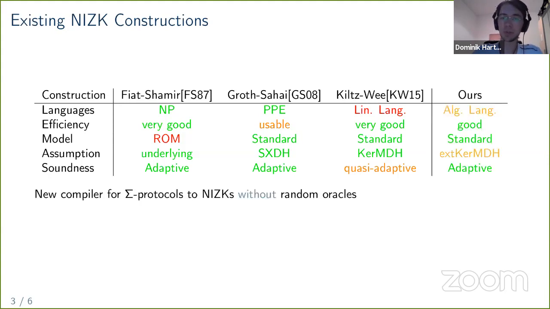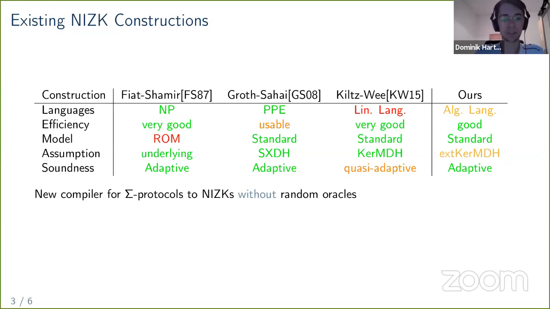And in this paper, we present a new compiler for Sigma protocols to NIZKs, which does not require random oracles in the security proof and works for algebraic languages. The efficiency is almost as good as the Fiat-Shamir transformation, and it is also fully adaptively sound, but has the downside that we require a new assumption, which we call the extended kernel matrix Diffie-Hellman assumption, which, as the name suggests, is an extension of the kernel matrix Diffie-Hellman assumption.